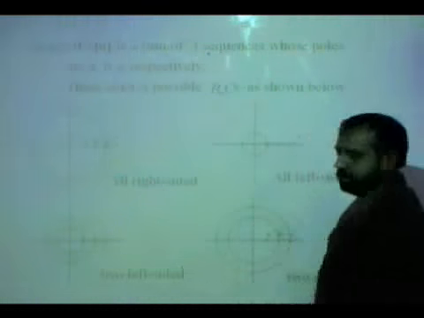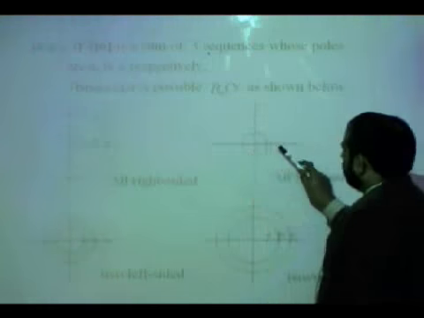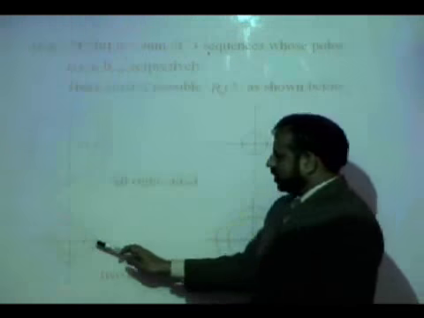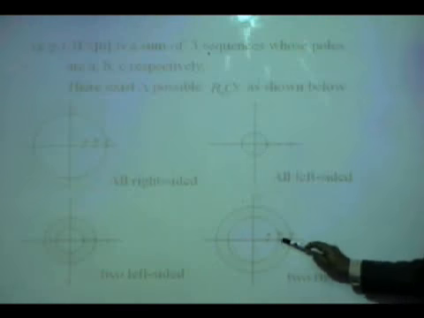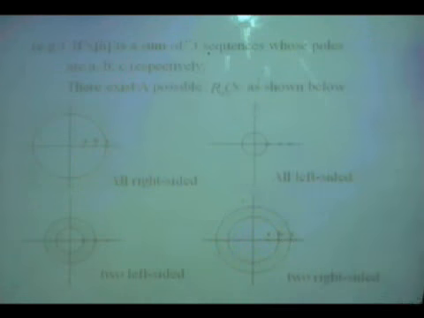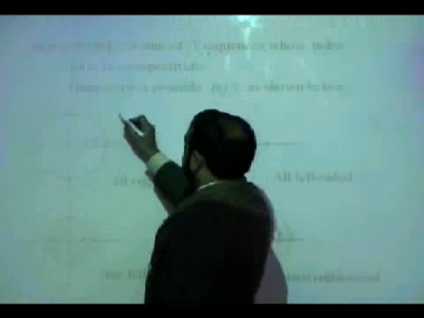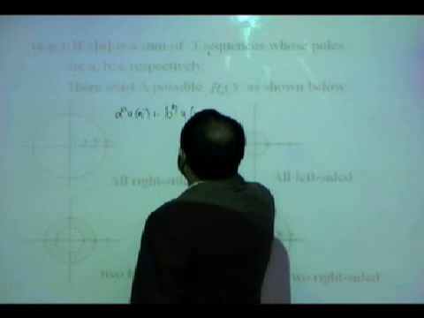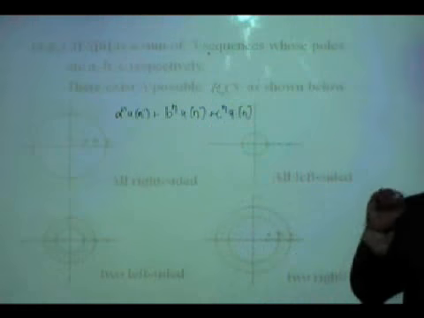One is all right-hand side sequences, outside the outermost pole; all are left-hand side sequences, inside the innermost pole. So these two are left-hand side sequences, and these two are right-hand side sequences and left-hand side sequences. So these are the four possible answers. For every answer you can in fact write an actual answer, and for this the answer is A of n, u of n plus B of n, u of n plus C of n, u of n. So you can actually write the answer.